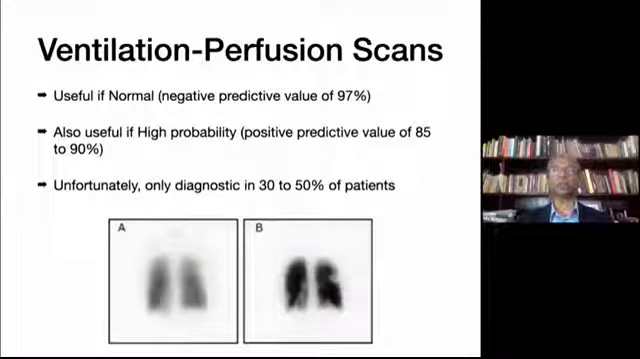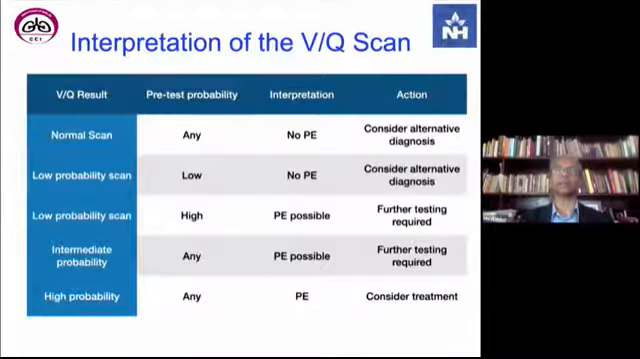A VQ scan is useful if you have a normal report to it because it's got a very good negative predictive value. It's also very useful if you have a high probability scan. Unfortunately, it's diagnostic in only 30 to 50% of patients, and you may need to go on to do yet another scan after that. So I'm not going to go into this.